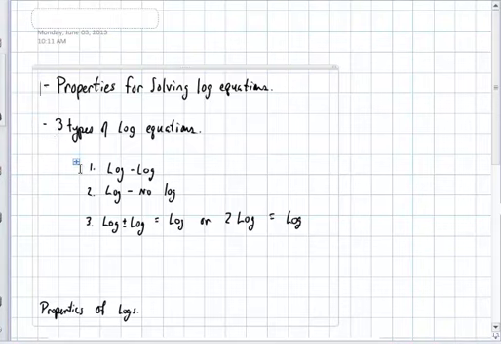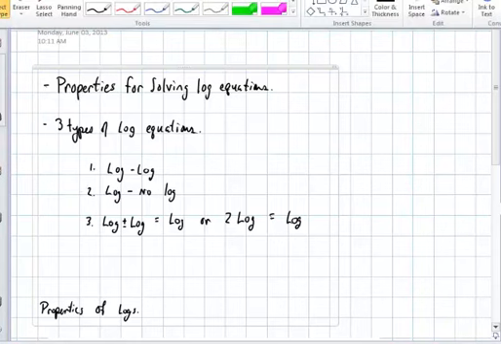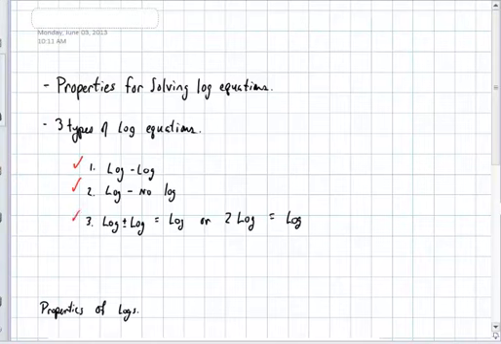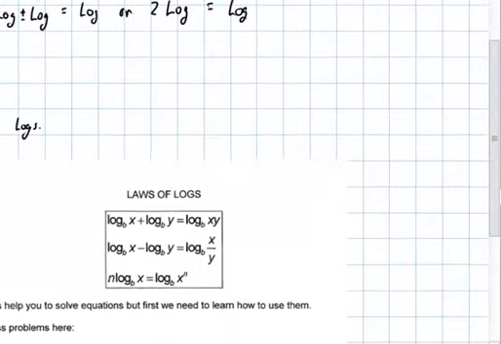One type is just a log equation, where on either side of the equal sign we have a logarithm. The next type is where we have a log on one side and no log on the other. And the last type is where we have two logs being added or subtracted on one side and a logarithm on the other. So let me just share with you the properties of logarithms again.